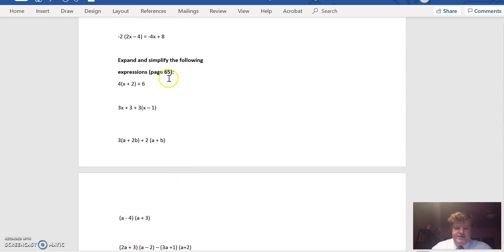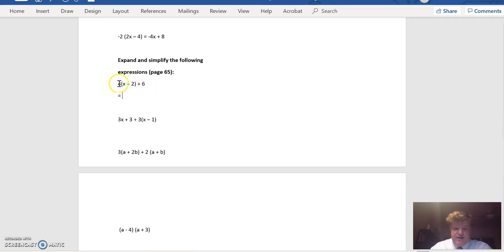Expand and simplify. So as we go to these, we're going to be thinking about, are there some things we can do once we've expanded, probably putting terms together. But let's have a look at what we've got. 4 times x, the same pattern we've done before. 4 times x is 4x, plus 4 times 2 is 8, plus 6.